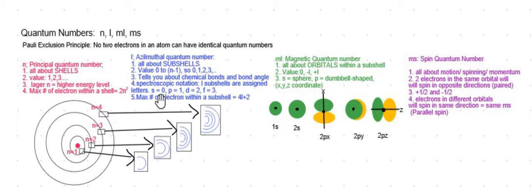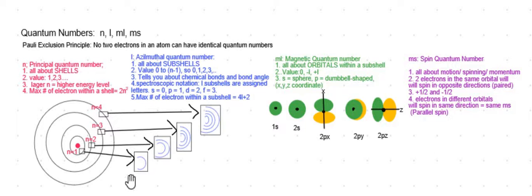So when l is 0, the letter sign is s. When l is 1, the letter sign is p. When l is 2, the letter sign is d. And when l is 3, the letter sign is f. Now, to find the maximum number of electrons within a subshell, you would do 4l plus 2.